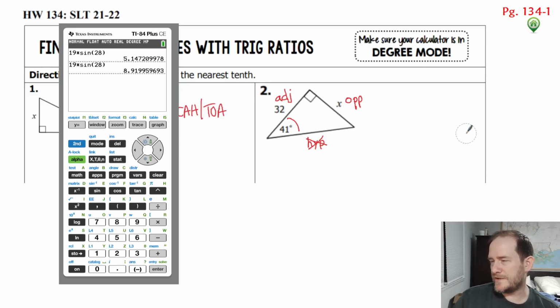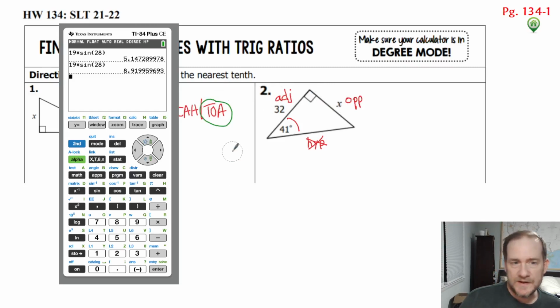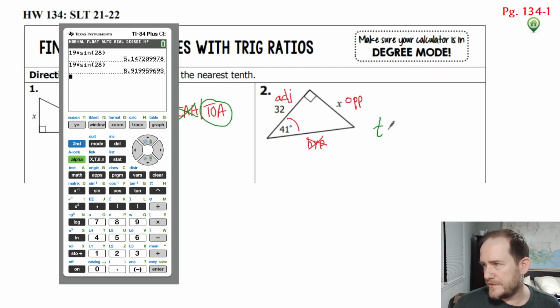again, you got 2 ways to think about it. We want the one that has O and A in it. We need O and A, so that would give us tangent. The other way to think about it is we do not want the one that has hypotenuse in it. So that means sine is out because it has an H. Cosine is out because it has an H. We have to write a tangent equation. So our tangent equation will be the tangent of 41, and it equals x over 32.